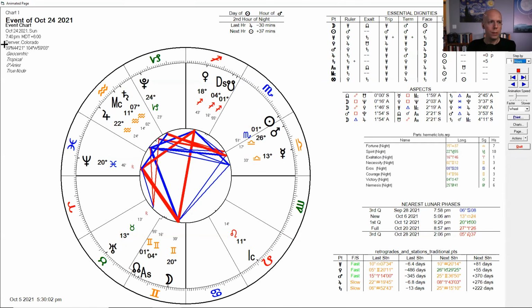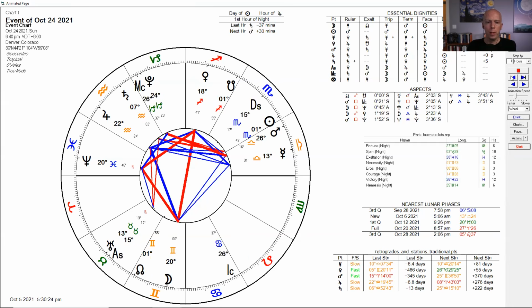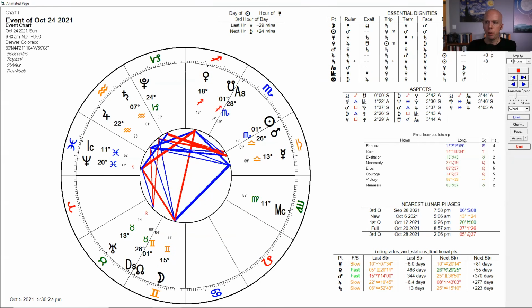So at 7:40 p.m. on October 24th, or let's say even earlier in the day, we start out earlier in the morning at 9:40 a.m., the moon is at 15 degrees of Gemini, and Jupiter is at 22 degrees of Aquarius. So the moon by sign is in a sign that is trine with Jupiter, because the moon is in Gemini, which is an air sign, and Aquarius is also an air sign.